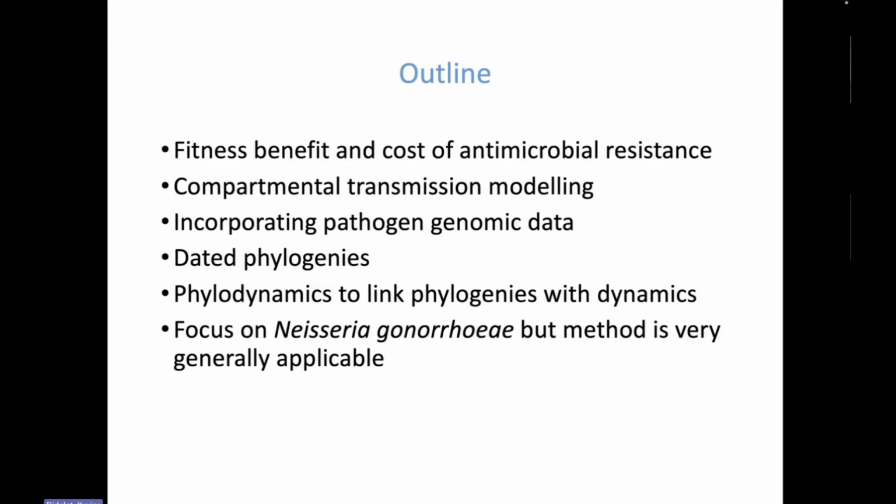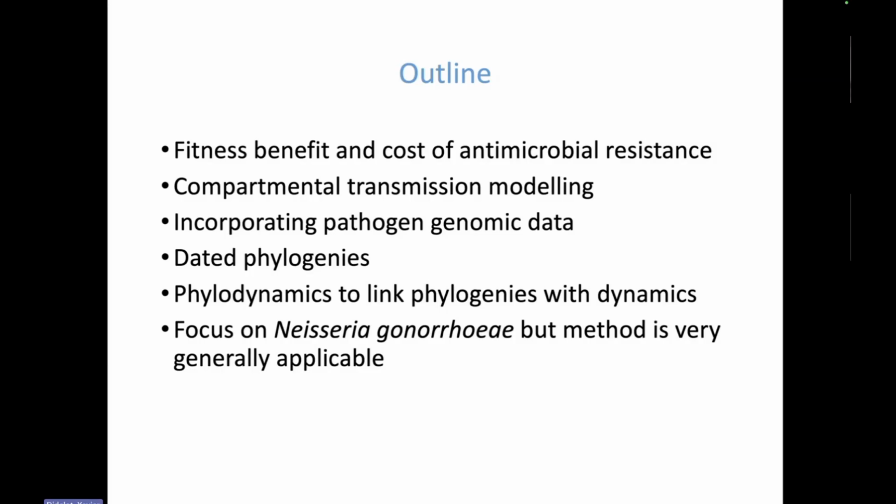So the outline for this talk is basically, I'm going to explain what I mean by fitness, benefit, and cost of antimicrobial resistance. Maybe it's obvious to some of you, maybe less to others, but it's always good to review and see what we mean by that.